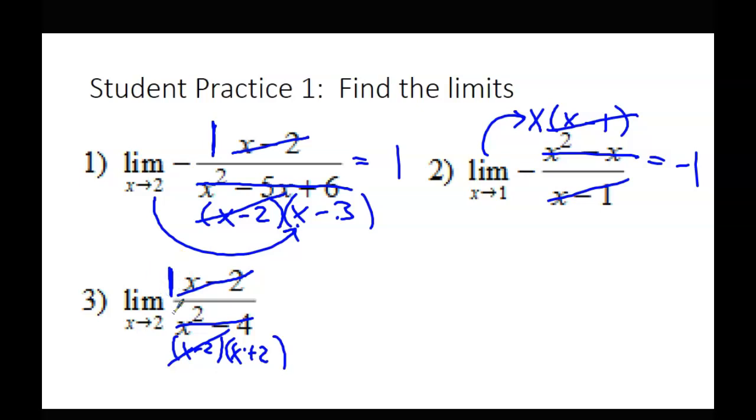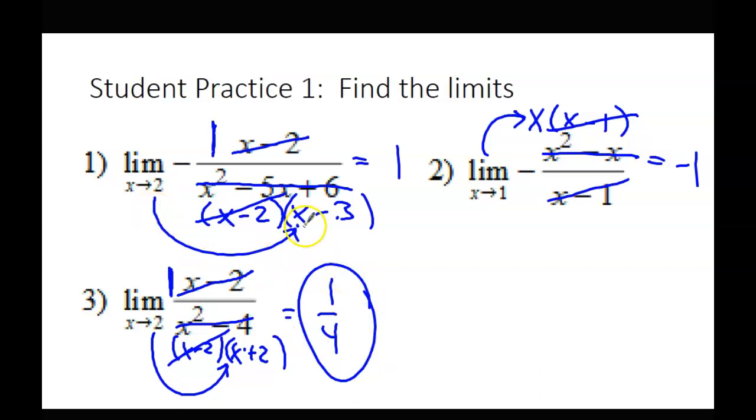Are we on number 3? Yeah. Just write it as 1 over x plus 2 and then substitute the x with 2. That's right. So we get 1/4. There you go. Is the number 1 supposed to be negative? No, because when you plug this in, you get -1, right? But there's a negative here as well. All right, so that's that.